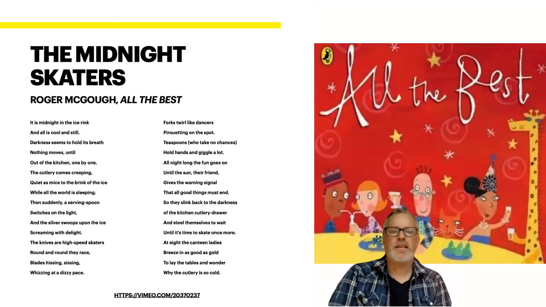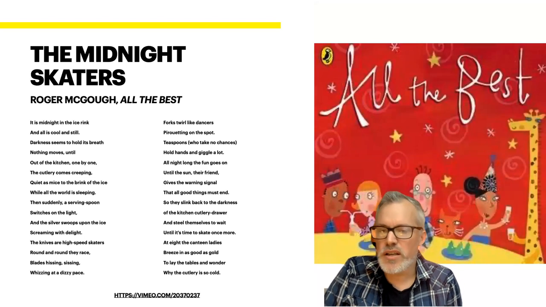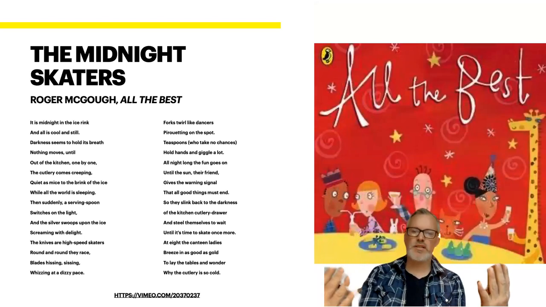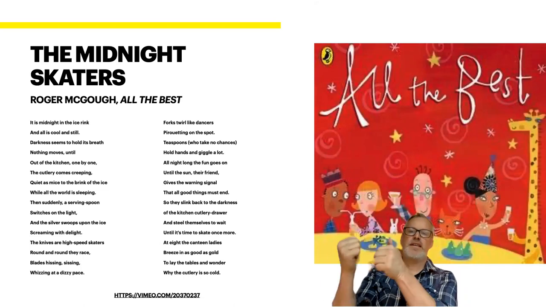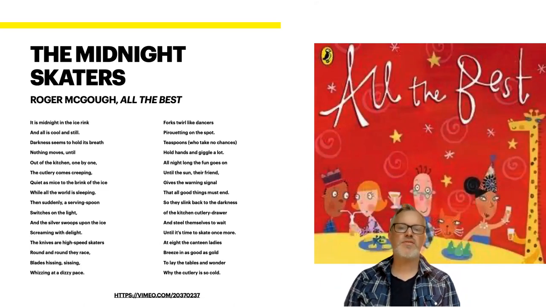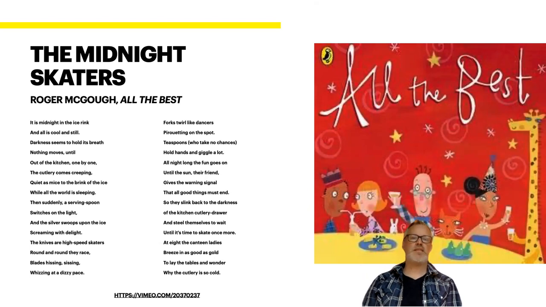Let's have a look at alliteration, which is very important. And we've already pointed out stormy seas we had there as well. Let's go back to Roger McGough, The Midnight Skaters, from his excellent collection, All the Best.